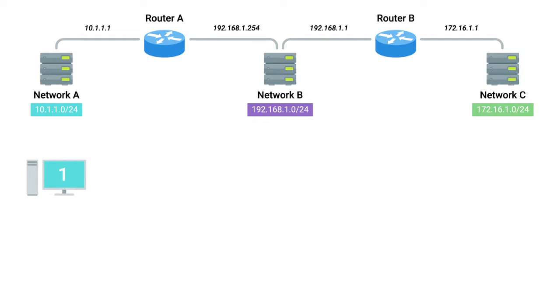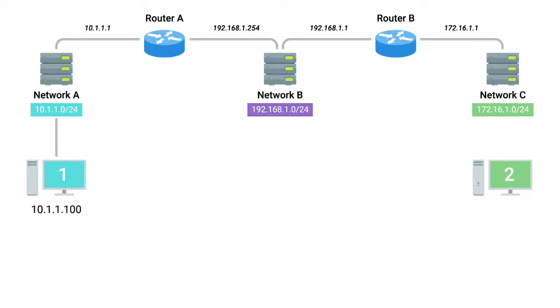Imagine it's a desktop sitting on someone's desk at their workplace. It'll be our client in this scenario, and we'll refer to it as computer 1. It's part of network A and has been assigned an IP address of 10.1.1.100.